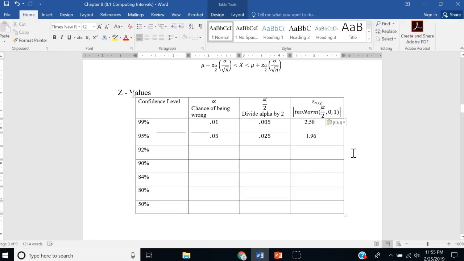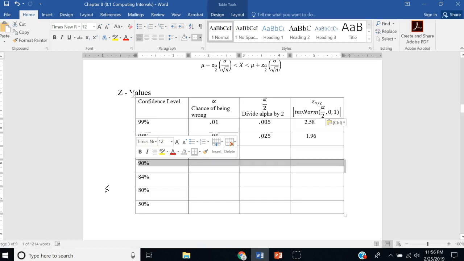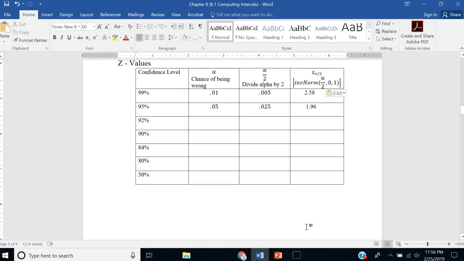There you go. So inverse norm of alpha over 2. That's how I get my z value. Again, hopefully that makes sense to you. What I'd like you to do is fill out the rest of this z values table. All right, if you didn't push pause and try that, then you should have. Do it now. Otherwise, I'm going to fill this in.